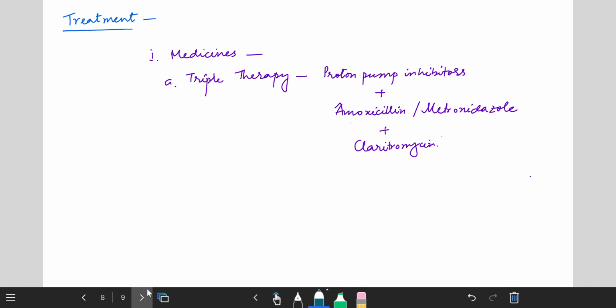Now we will understand what treatments are available. Obviously treatments are medicines, no other options. For the treatment, first is triple therapy. In the triple therapy, three kinds of medicines are used. First one is a proton pump inhibitor, second one is amoxicillin or metronidazole, third one is clarithromycin.